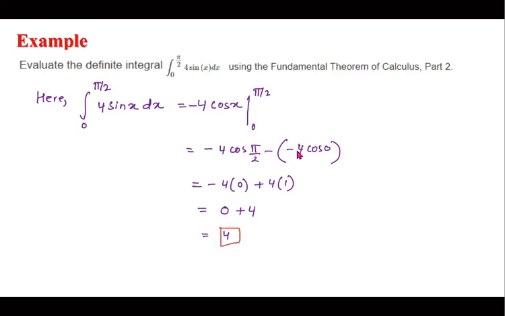And here also, we evaluated this definite integral using the fundamental theorem of calculus. So that is the last example for today.